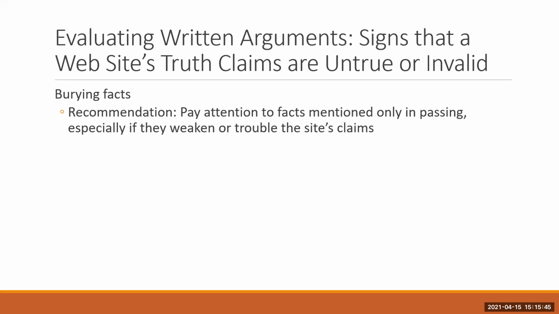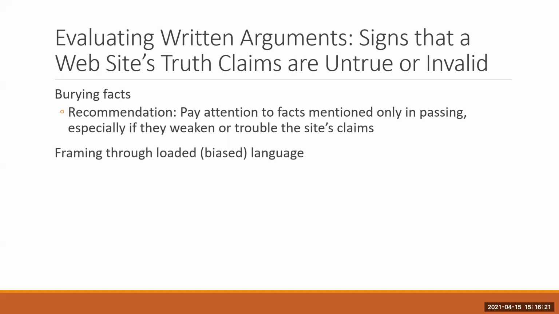What that means is, maybe a sentence alludes to it, but ultimately the article is dismissing something that actually counters or is problematic to the overall argument. So if a fact or a source on a website weakens or troubles the site's claims, but it doesn't really go into a lot of detail as to why or how, then that's something you should pay attention to.